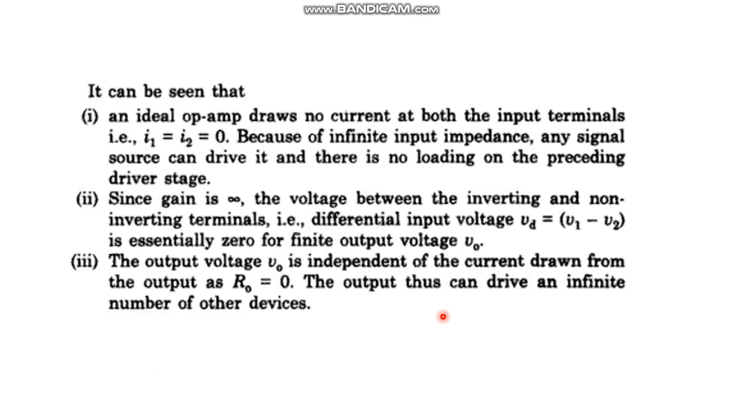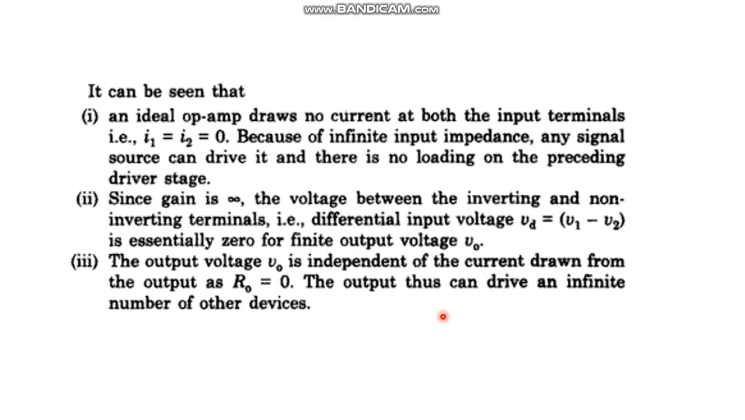It can be seen that an ideal op-amp draws no current at both input terminals because of the infinite input impedance. Any signal source can drive it, and there is no loading on the preceding driver stage. What is the loading? If it is drawing some current, then it acts as a load for the source feeding it. We will discuss this loading effect in detail in the next slides.